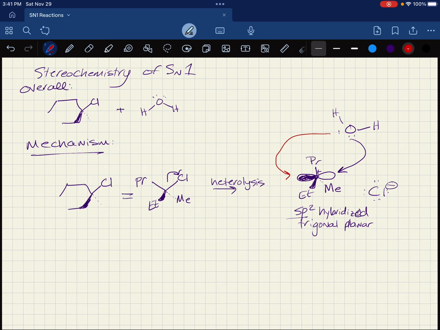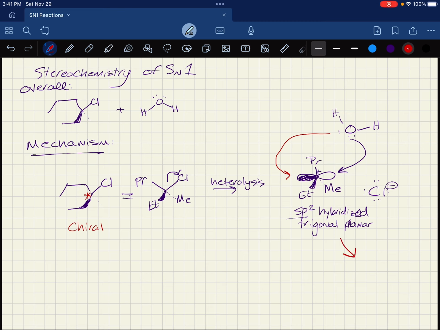Because this was a chiral compound to begin with, we could have assigned R or S to this, because this is a chirality center. We're going to end up with a chiral molecule as a product here, as long as we're not putting a methyl, a propyl, or an ethyl group on here. So I'm going to draw both of the products that we get.